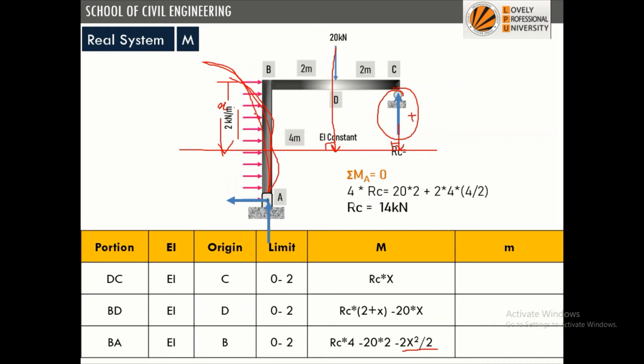The rest, these two forces, this 20 kN point load and this UDL, have the tendency to bend the column like this, and the observer is standing inside the frame only. So he sees that this is a hogging force. So we have kept both the moments as hogging, minus sign.